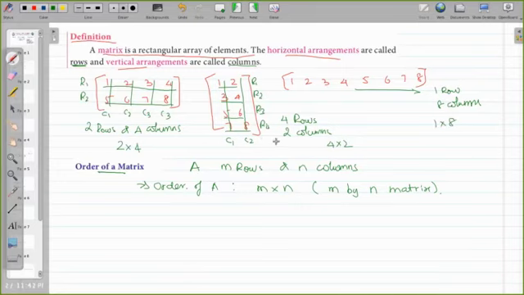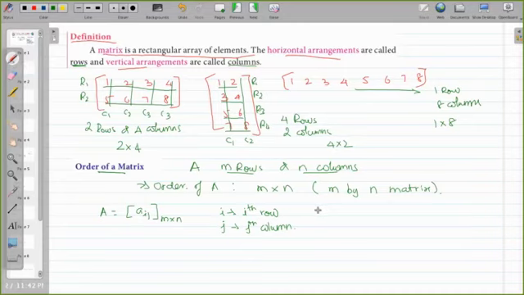We may have the question, sir, why don't you write the column first? We have a uniform convention to represent the order of the matrix: first the number of rows, then the number of columns. That is why we use m by n, so m rows and n columns. We can represent any matrix like this: Aij, where i represents the ith row and j represents the jth column.